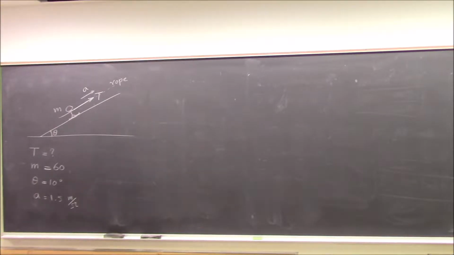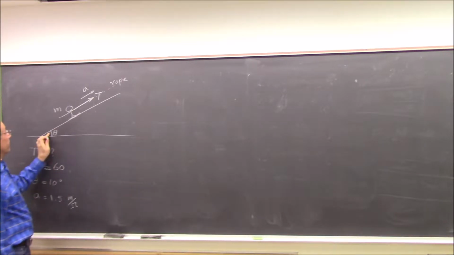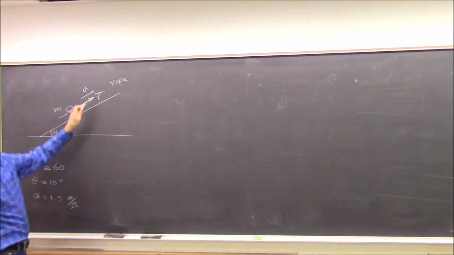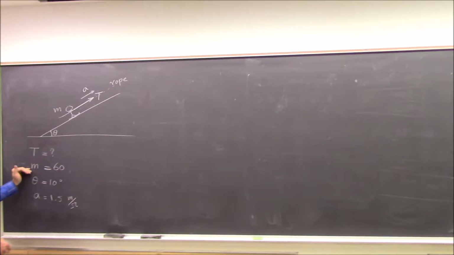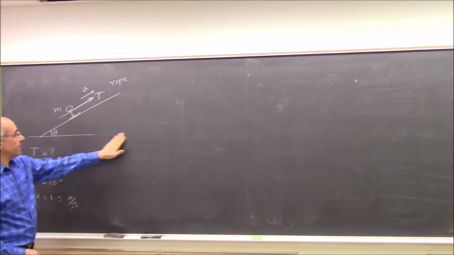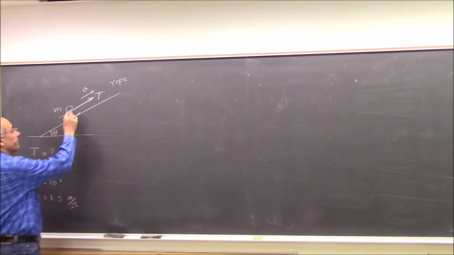We have this skier dragged up a frictionless slope of angle theta. The mass is given, theta is given, the acceleration is given. You want to find the tension force. So in order to do that, we need to draw a free body diagram for the person.